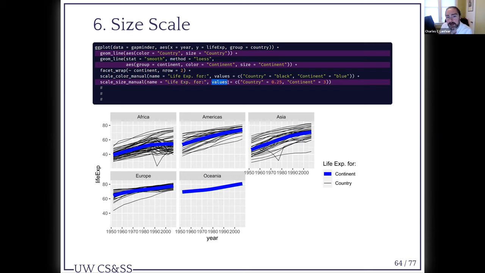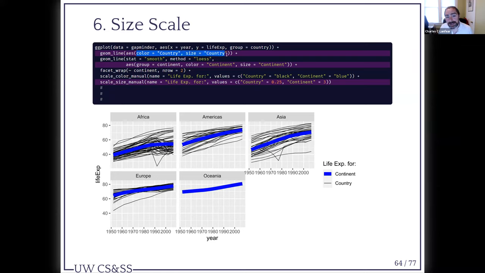I say here my values, country is going to have lines 0.25 wide, continent is going to have lines 3 wide. So what I end up with is a big, thick average line for continents and tiny lines for all the different countries. It's again mapped up here, color equals country, size equals country.